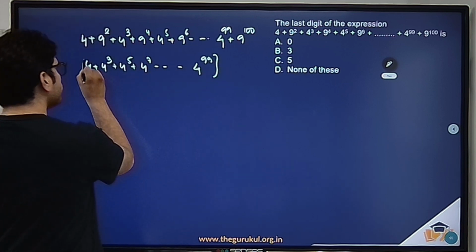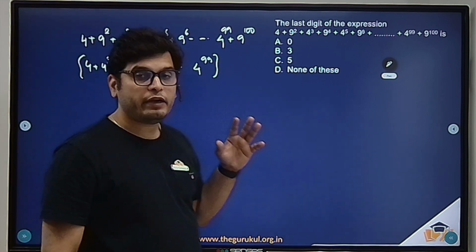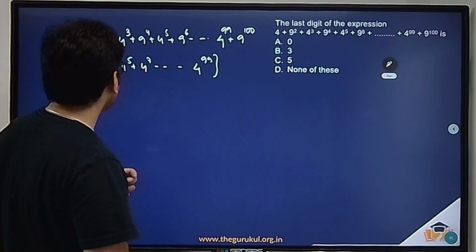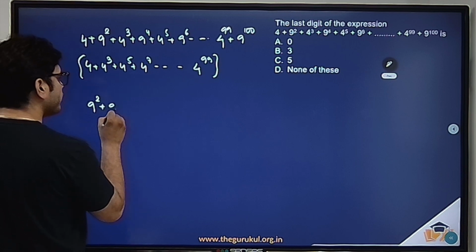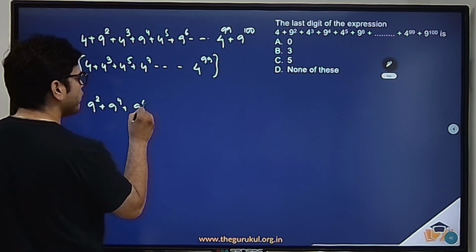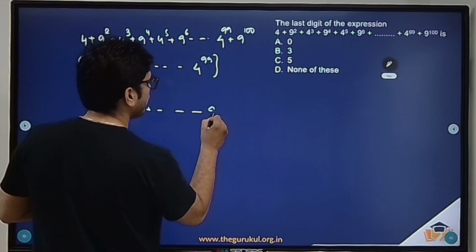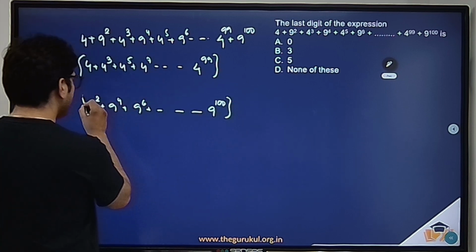Now how many terms do we have? We have 50 terms, right? Similarly, we have 9 square plus 9 power 4 plus 9 power 6 plus so on till 9 power 100. Again we have 50 terms.